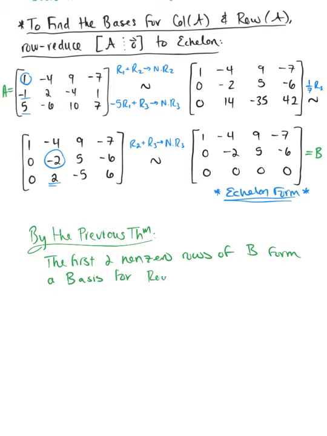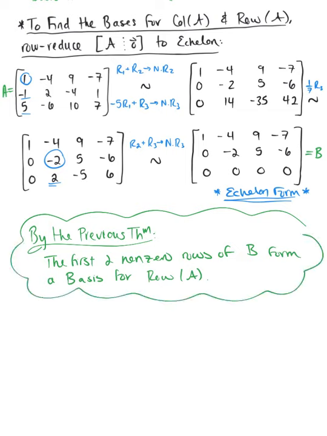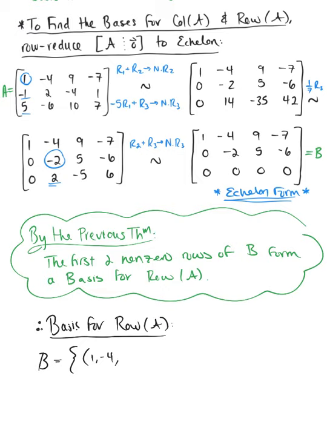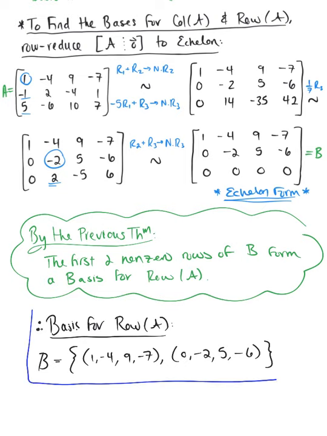So the first two non-zero rows of matrix B, that matrix in echelon form, form a basis for the row space of matrix A, as well as the row space of matrix B, because they are a common space. So we can further conclude that the basis for the row space of matrix A is defined as set B, equal to the row vectors 1, -4, 9, -7 and 0, -2, 5, -6. And so this is our beautiful final answer for the basis for the row space of matrix A.